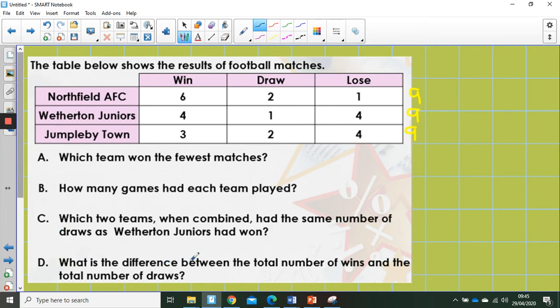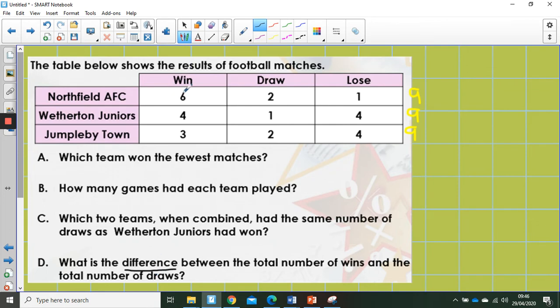What is the difference between the total number of wins and the total number of draws? I know you know what the difference means now. That's right, it means to subtract. The difference between the total number of wins and the total number of draws.